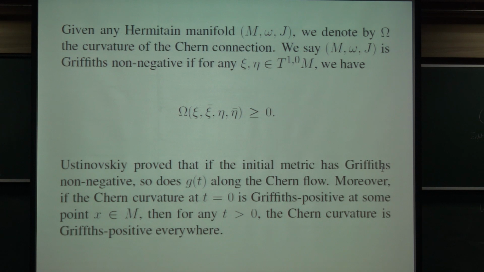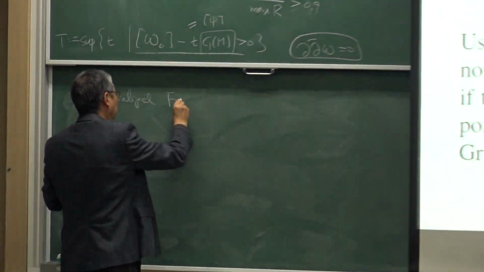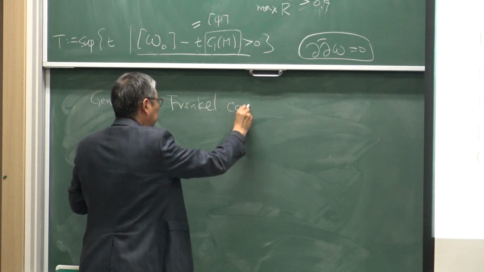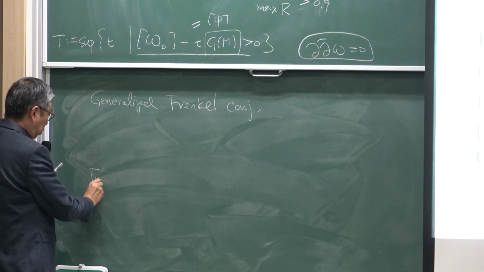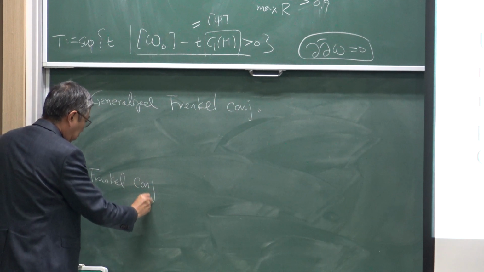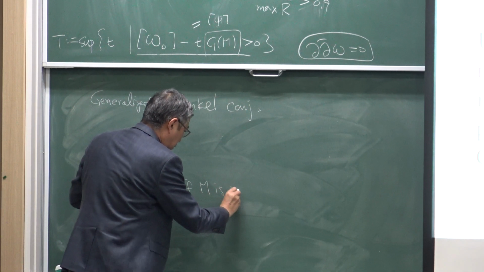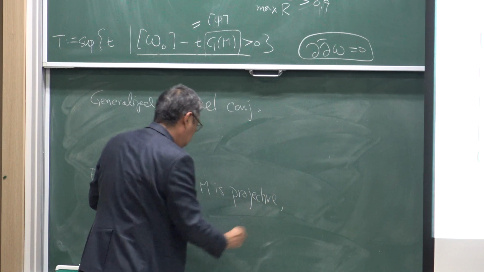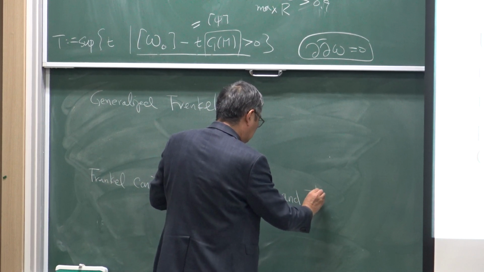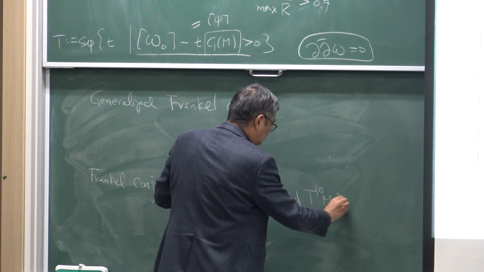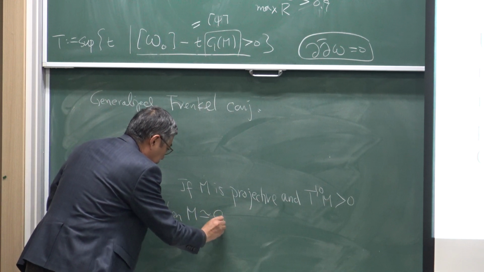So the conjecture is the following, which could be called the generalized Frankel conjecture. The Frankel conjecture says that if M is a projective algebraic manifold and the tangent bundle, there's a way to define that, is numerically positive, then M has to be biholomorphic to CP^n.